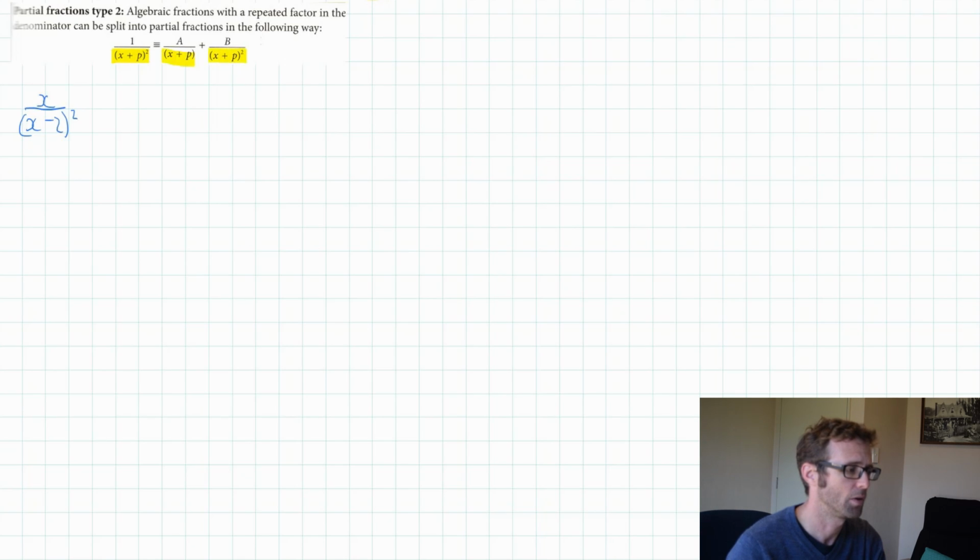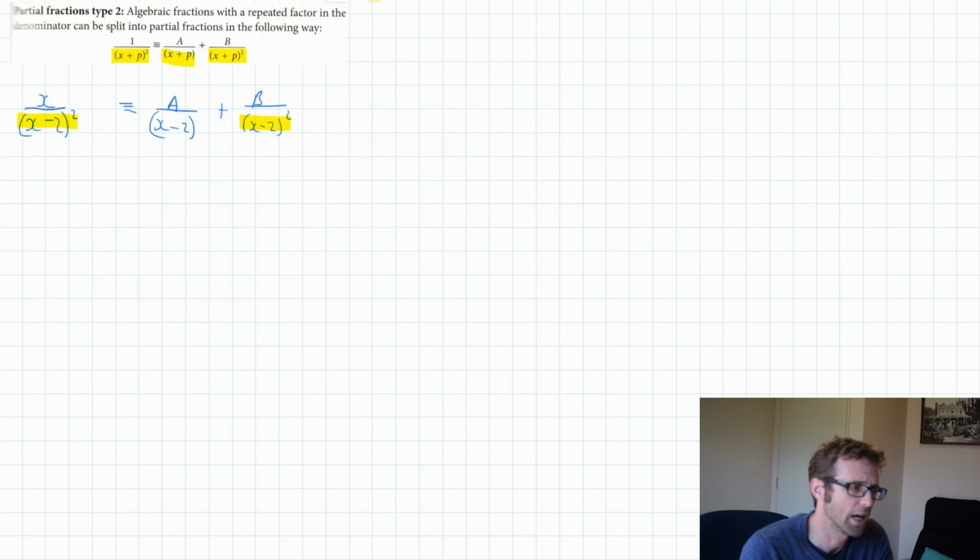Okay, so in this first example I can say that x over x minus 2 all squared is equivalent to a over x minus 2 plus b over x minus 2 all squared. Now how do I go about solving that?